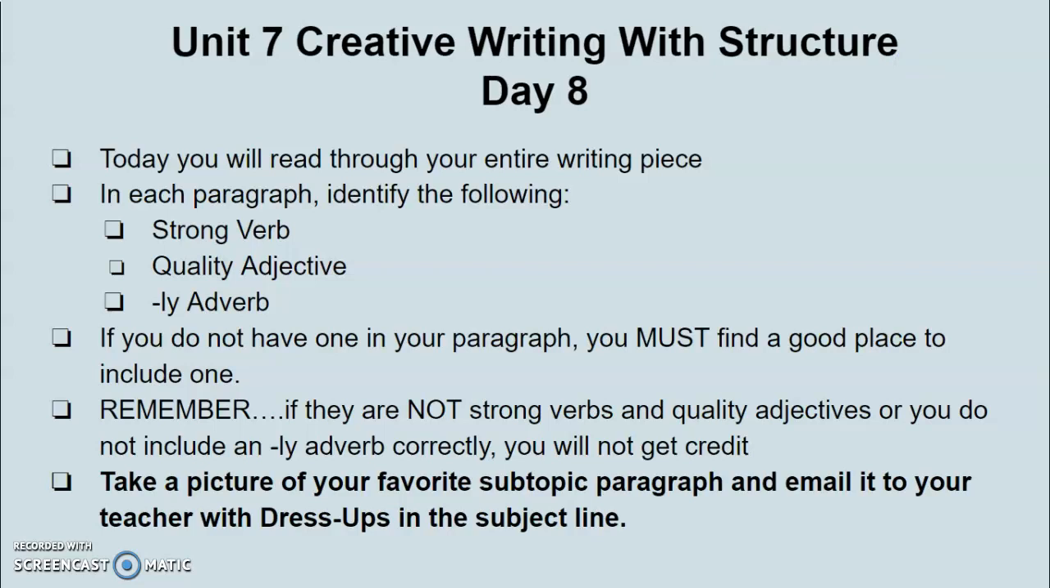little checklist. You're going to read through your entire writing piece. In each of your paragraphs, that means paragraph 1, 2, 3, 4, and 5, you are going to identify by underlining in the colors we mentioned a strong verb, a quality adjective, and an -ly adverb. If you don't have one of each in each of your paragraphs, you must find a good place to include one and go back and underline it. That's what we're looking for, at least one of each in each paragraph.